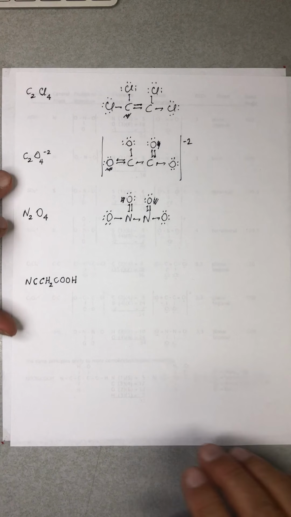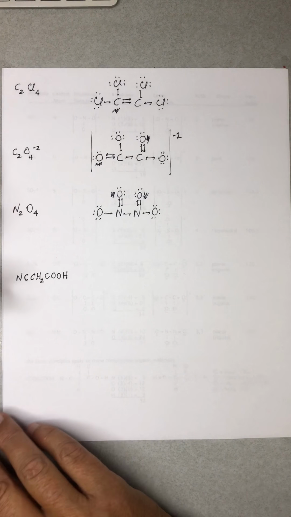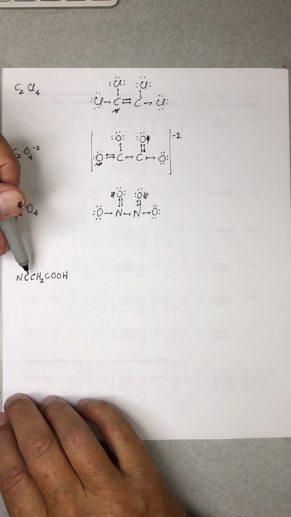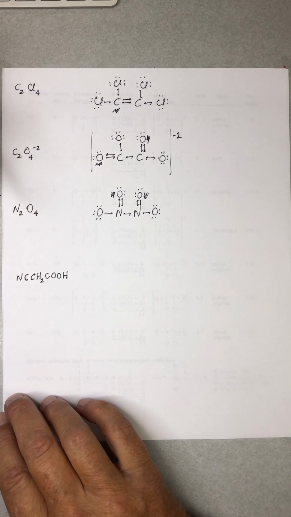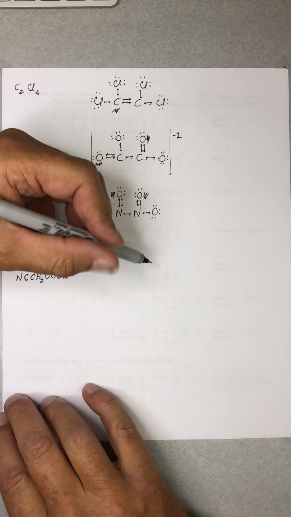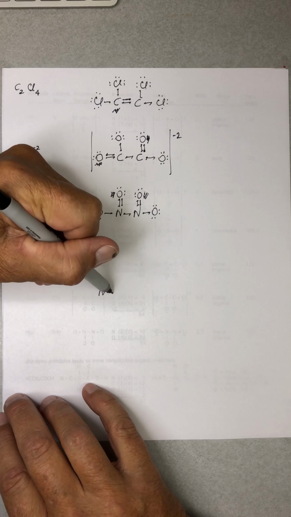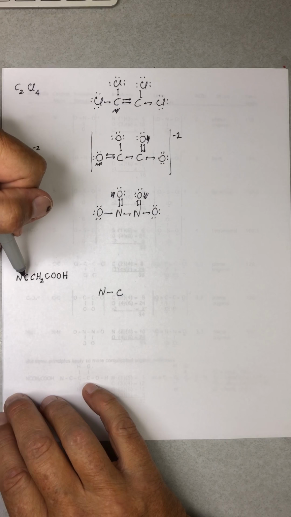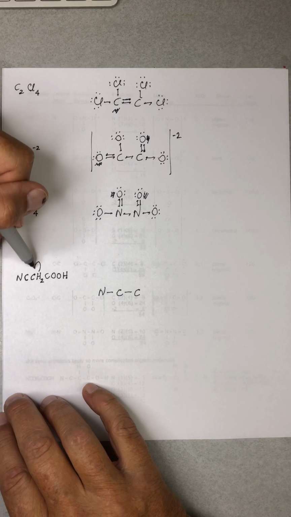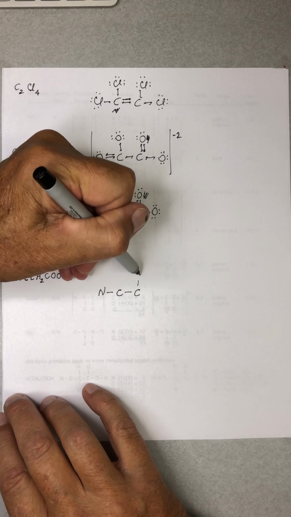So now the last one that we'll do in this video is rather complicated, and I wouldn't expect you to go from here to a complete Lewis dot structure, but I'm going to show you how it's done. So this is giving you some information. So it means that the nitrogen is bonded to the carbon. This carbon is bonded to the other carbon. These hydrogens are up on that other carbon.